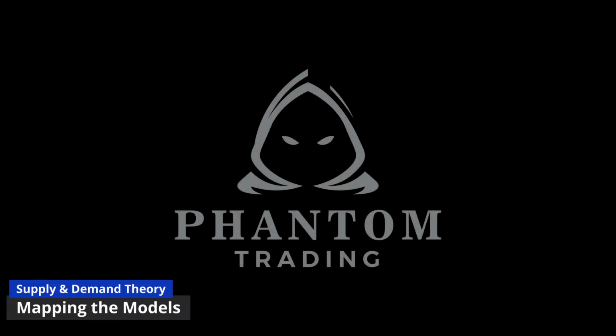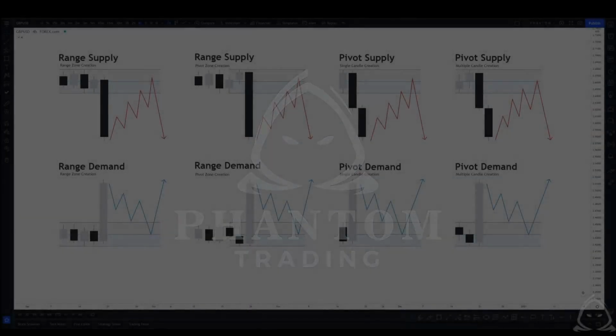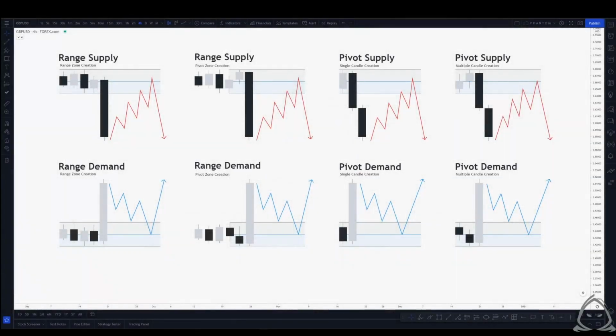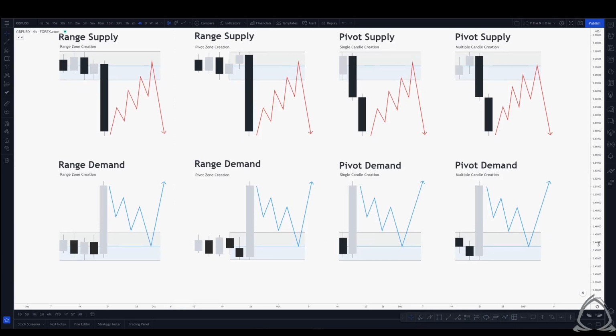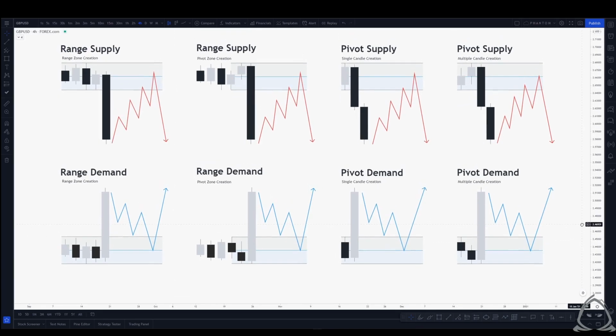Now that we've gone through the models of supply and demand, whether they be the continuation or the reversal models, let's conceptualize this a little bit further and actually introduce the concept of candlesticks so that we can see a more clear and clean-cut example of what we would actually see on a price chart.